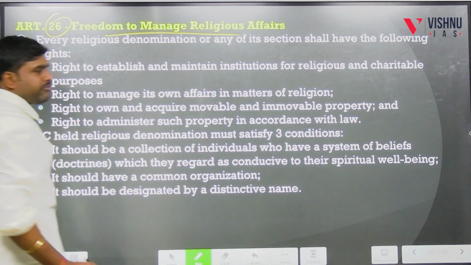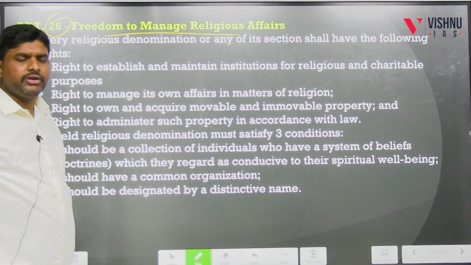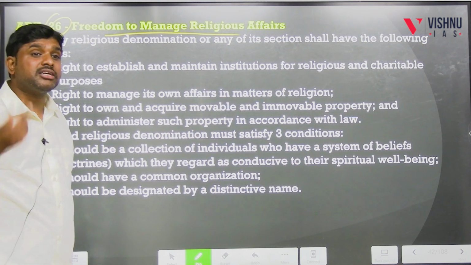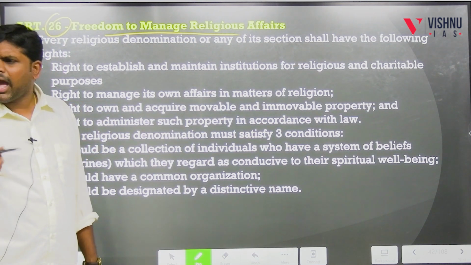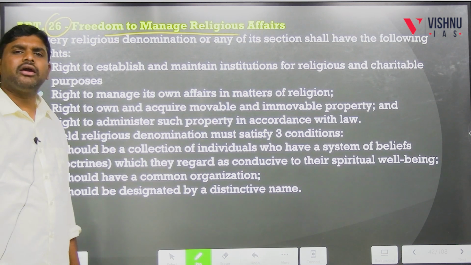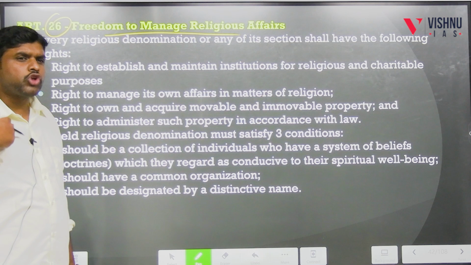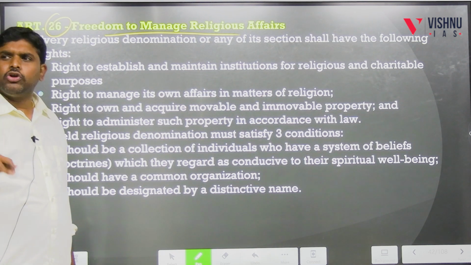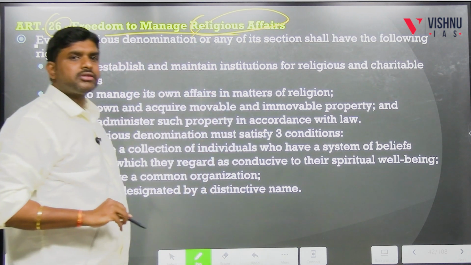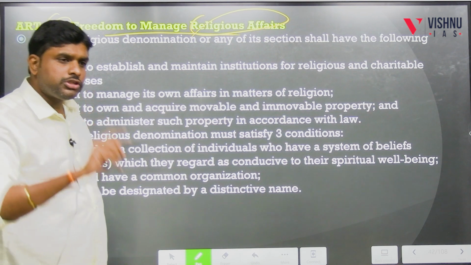Article 26: freedom to manage religious affairs. It means I can participate in my religious activities and my festivals. No one can stop me from practicing my religious affairs. I can manage my own religious affairs, like playing crackers, like observing roza. If I am continuing roza, no one can stop me. Why? Because it is my religious affairs, which is mentioned in Article 26 of the Constitution.